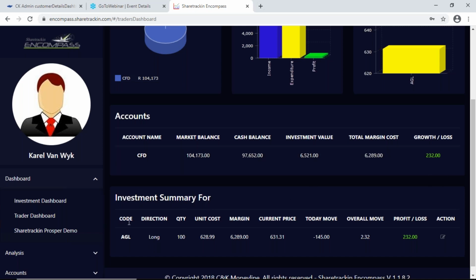Summary 4, exactly the same. I get the company's code, so I invested in AGL. Now on CFD trading, you can trade in different directions. You can trade when the share is growing, that's called a long, or you can trade when the share is going down, that's called a short. So this one I invested in as a long.